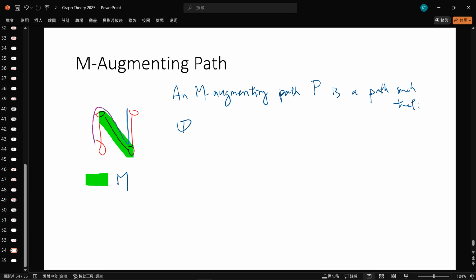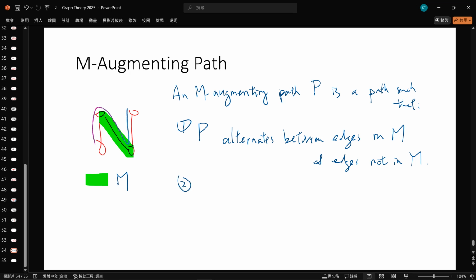Okay, so the first property is that the path P, like this one, alternates between edges in M and edges not in M. So this is the first property. And the second property is that the two endpoints of this path are not matched by M.